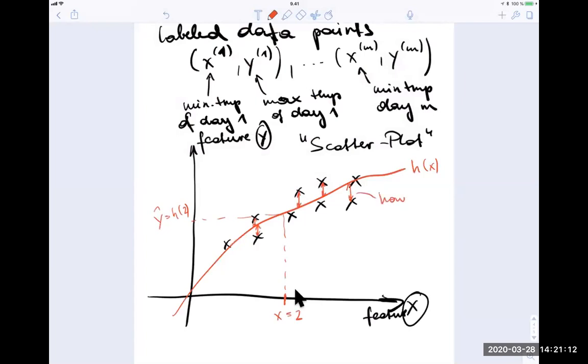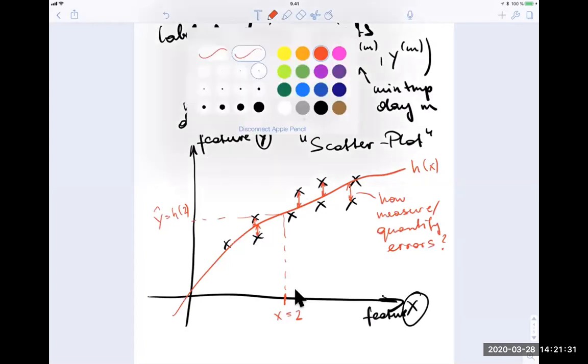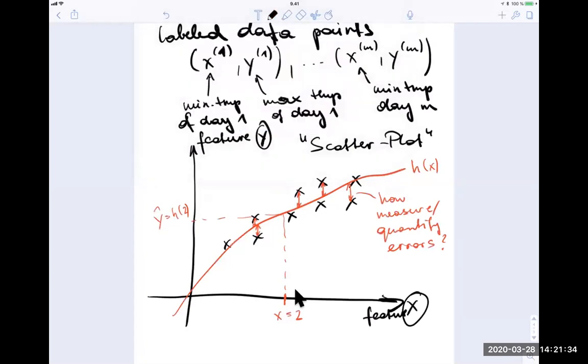How to measure or quantify errors? Because we typically will have a non-zero estimation or prediction error. We will have for this, let's say we have a data point for illustration. We have a data point here with some minimum temperature or feature value xi and true value for the label yi.